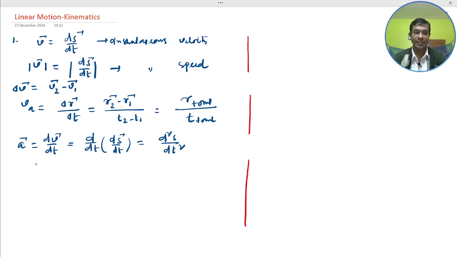And the average acceleration, a average, is del v by del t, which is equal to v2 minus v1 by t2 minus t1. So the second one is the equation of motion.